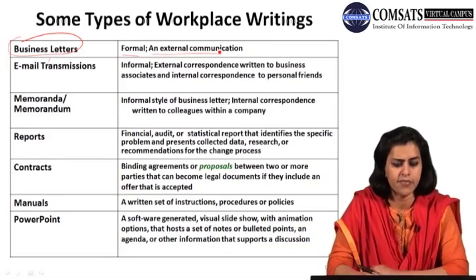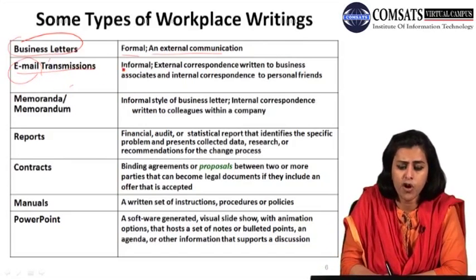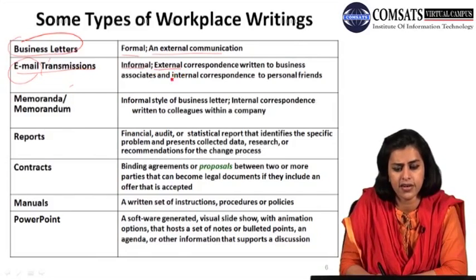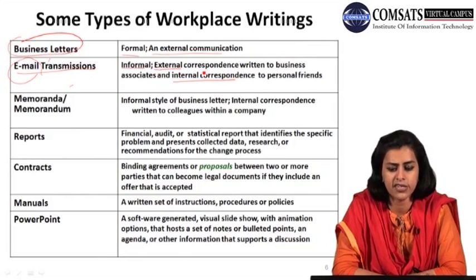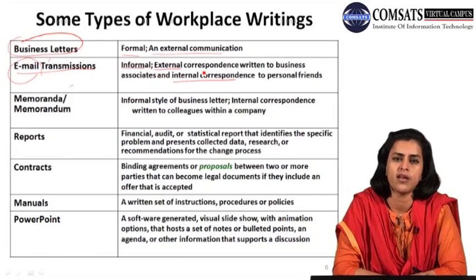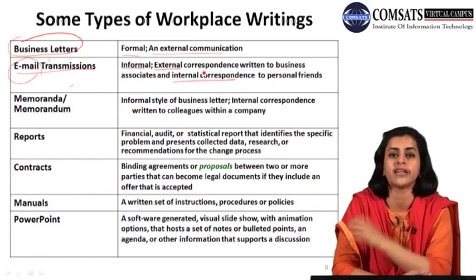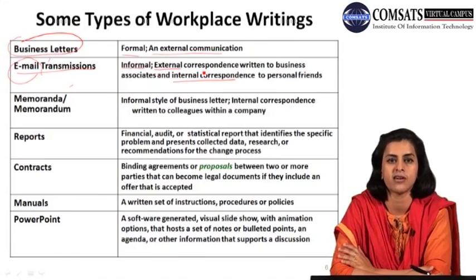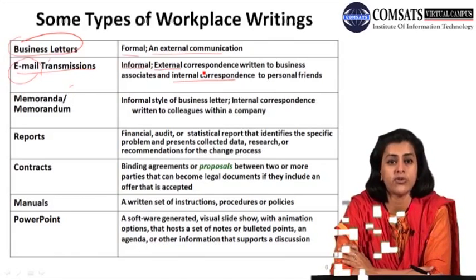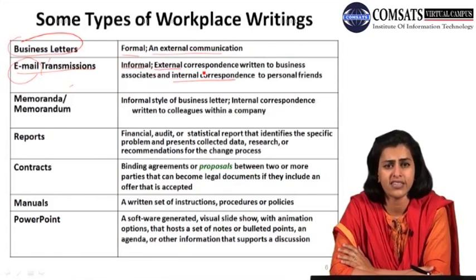Then the second thing is email transmissions. Now email is really very important. It can be informal, and it can be external as well as internal correspondence to personal friends and colleagues. External correspondence is written to business associates. For example, if any outsider sends you an email, you can reply by email too. If you feel that a letter would be a late reply, you can send them an email. Since the internet is also known as the super highway, your message would reach them very quickly and efficiently. And it can also be internal correspondence to your personal friends and colleagues in the organization.